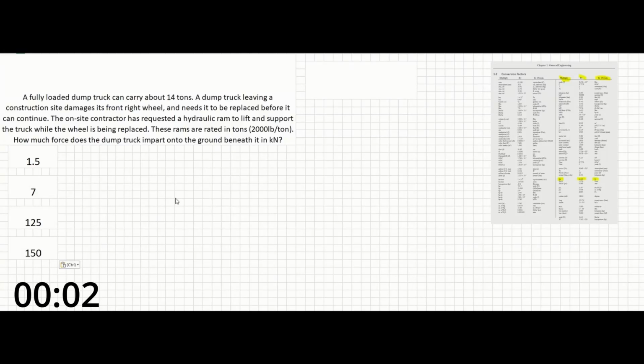Okay guys, in this problem, a fully loaded dump truck can carry about 14 tons. A dump truck leaving a construction site damages its front right wheel, and it needs to be replaced before it can continue. The on-site contractor has requested a hydraulic ram to lift and support the truck while the wheel is being replaced. These rams are rated in tons, 2,000 pounds per ton. How much force does the dump truck impart onto the ground beneath it in kilonewtons?